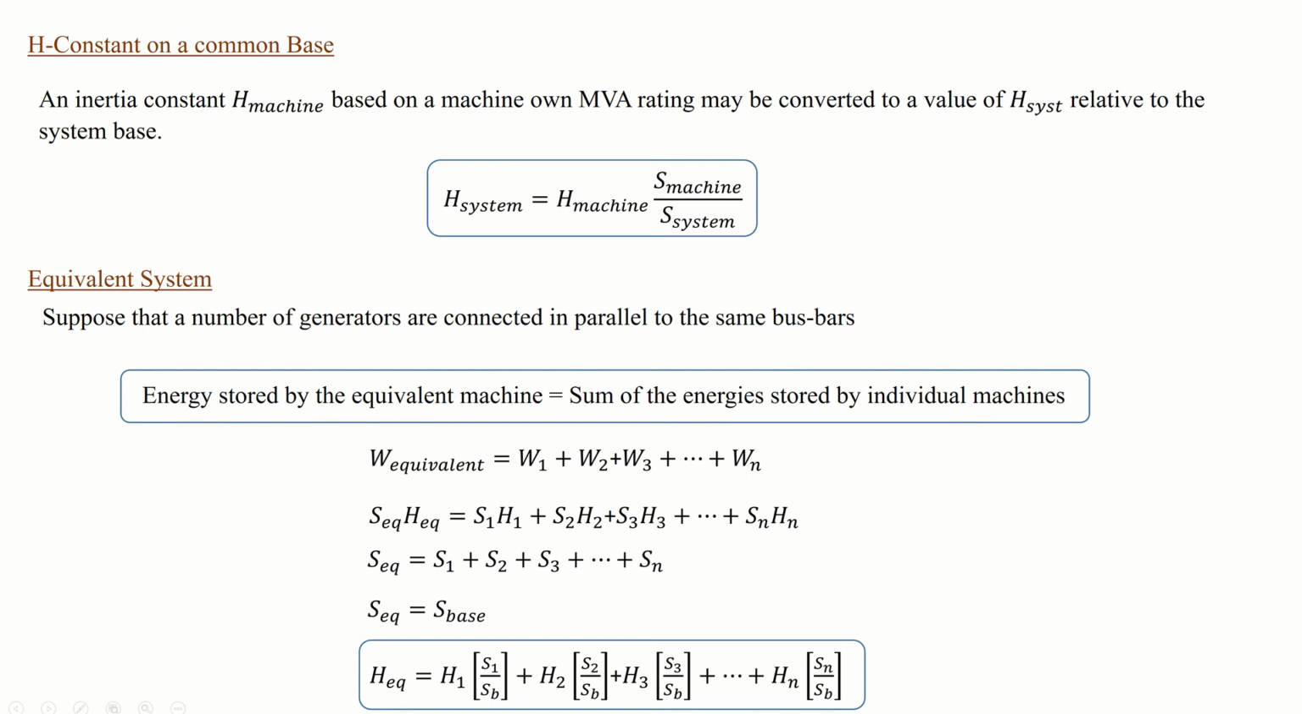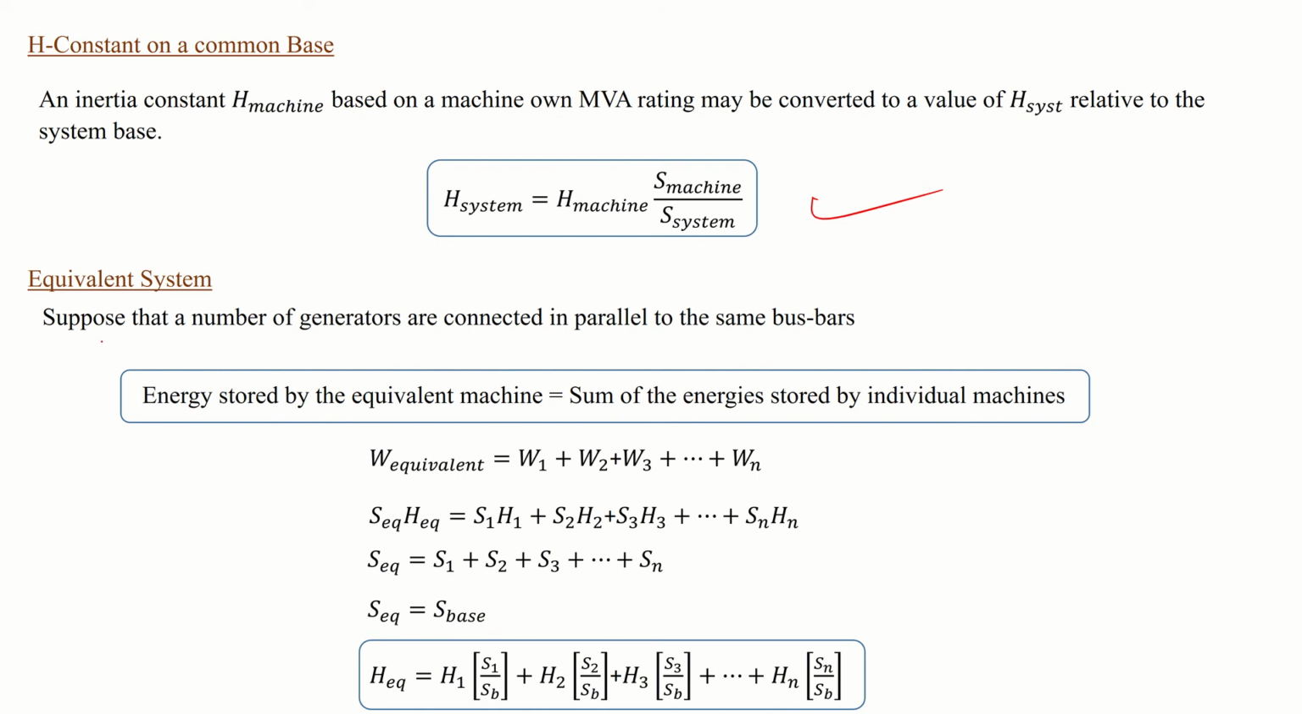Now the H constant on a common base. We have the inertia constant formula: H system equals H machine times S machine over S system. So we can use this formula in order to calculate the H system.